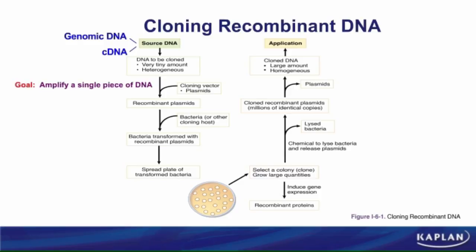coli avidly takes up the bacterial plasmids. And importantly here, we have to generate a mixture of bacteria, each containing different recombinant plasmids. Some bacteria will have the plasmid which has the insulin gene. Other bacteria in this mixture will have plasmid which has the alpha globin gene. Other bacteria have the beta globin gene or whatever. So we have a mixture of bacteria containing different recombinant plasmids.